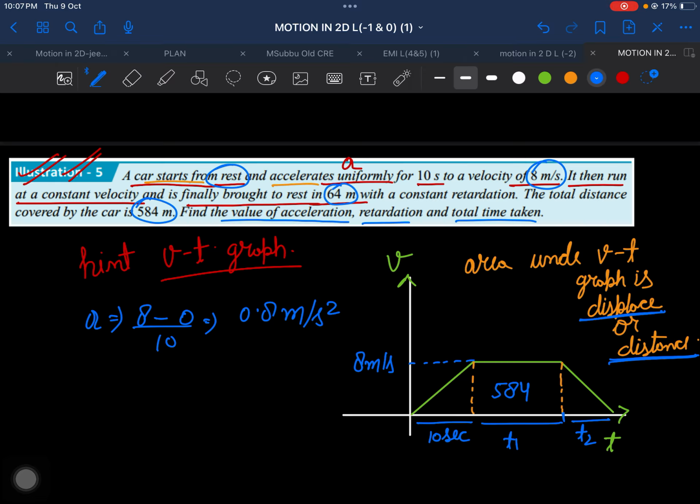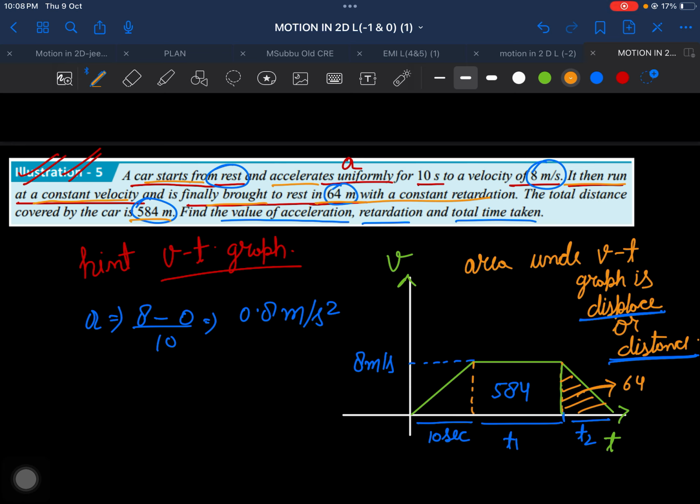T1 and T2 we have to find, then we can get everything. Okay, so what is given here? The distance covered when the brakes are applied. It is given that the total distance covered by the car is 584 m, and it then runs at a constant velocity and is finally brought to rest in 64 meters with a constant retardation. So the retardation distance covered is 64.